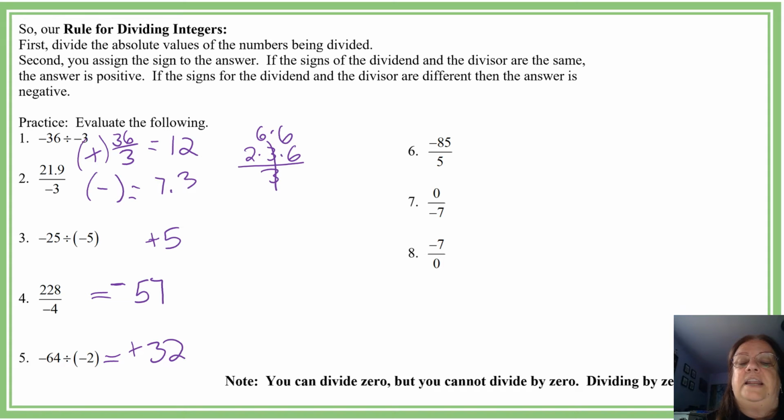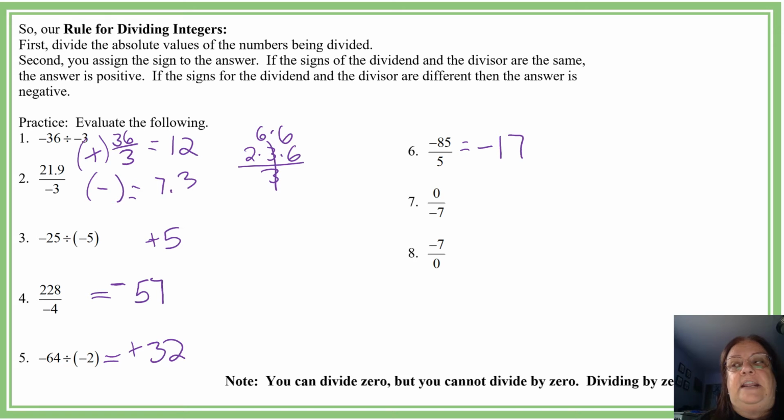All right, 85 divided by 5. Well, 85 divided by 10 is 8.5. 5 is half that, so I multiply by 2. 8.5 times 2 is 17. So it's going to be negative 17 because I have different signs.